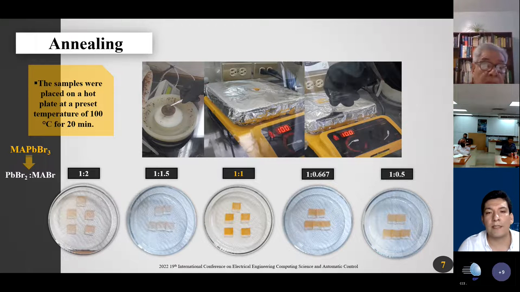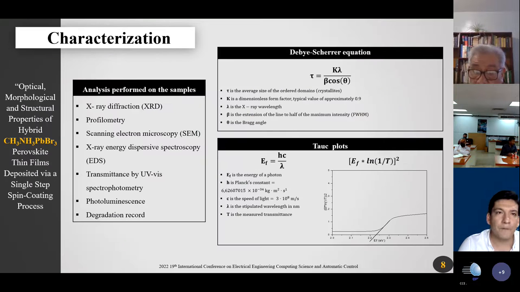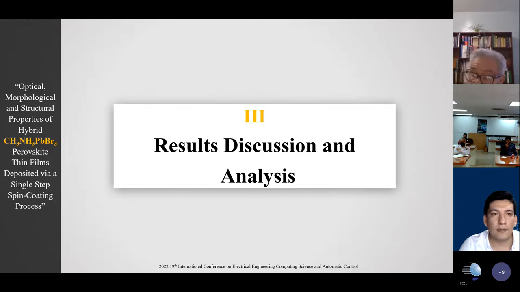Thus, we have obtained 25 samples of methyl ammonium lead tribromide perovskite in different concentrations of lead dibromide and methyl ammonium bromide. Characterizations. We carried out different measurements on the samples obtained, such as X-ray diffraction, profilometry, scanning electron microscopy, X-ray energy dispersive spectroscopy, transmittance by UV-Vis spectrophotometry, photoluminescence, and degradation record. Also, we have used the Debye-Scherrer equation and Tauc plots to estimate the crystal size and the band gap, respectively.